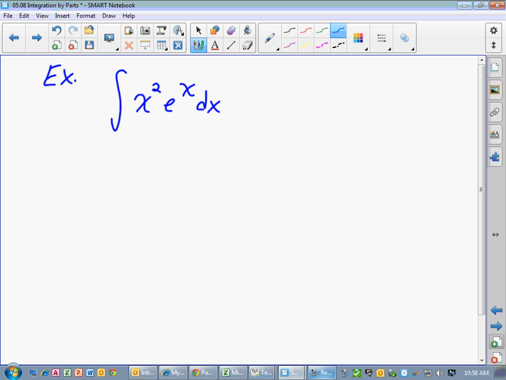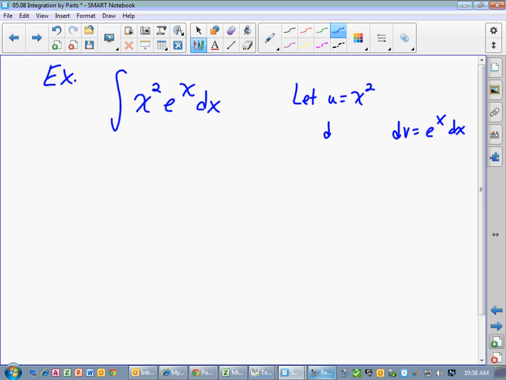Now again, if we just try to integrate this, we've got a problem because we have multiplication, and we can't integrate x. We wouldn't get x cubed over 3 times e to the x, because then we'd have to use the product rule to take the derivative. We don't get back to this. So let's let u equal x squared and dv equal e to the x dx.